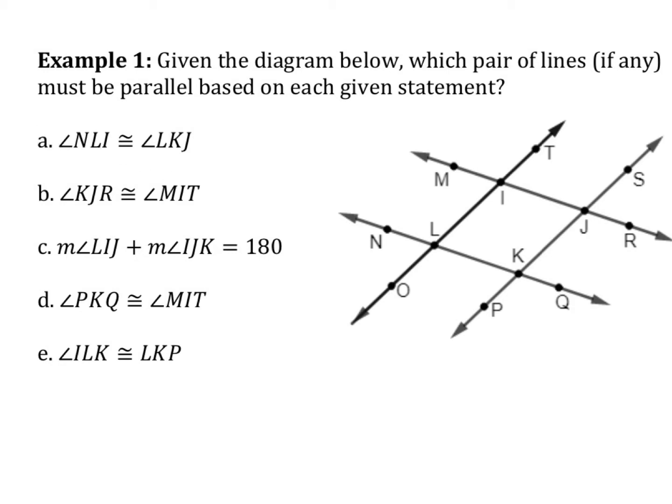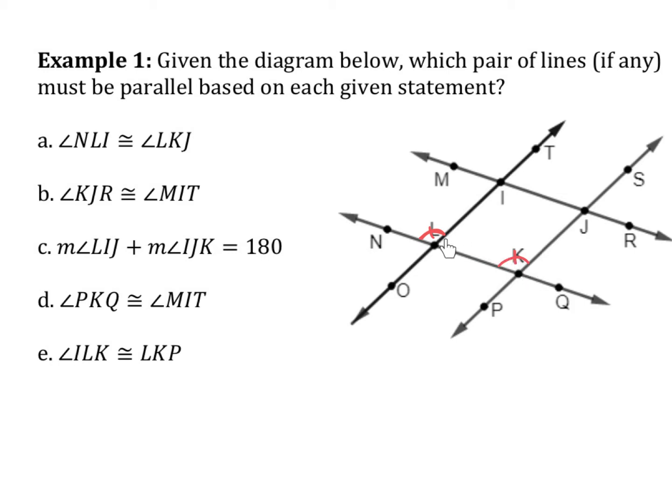So I'm going to mark those two angles congruent on my picture. NLI would be this angle right here. I just connect N to L to I, and that angle that I trace out when connecting those letters is the one I'm talking about. And that is congruent to angle LKJ. So I have a pair of congruent angles. The question is, are those corresponding angles, alternate interior angles, or alternate exterior angles? Because if those are one of those pairs, then it means that we're going to have some parallel lines.